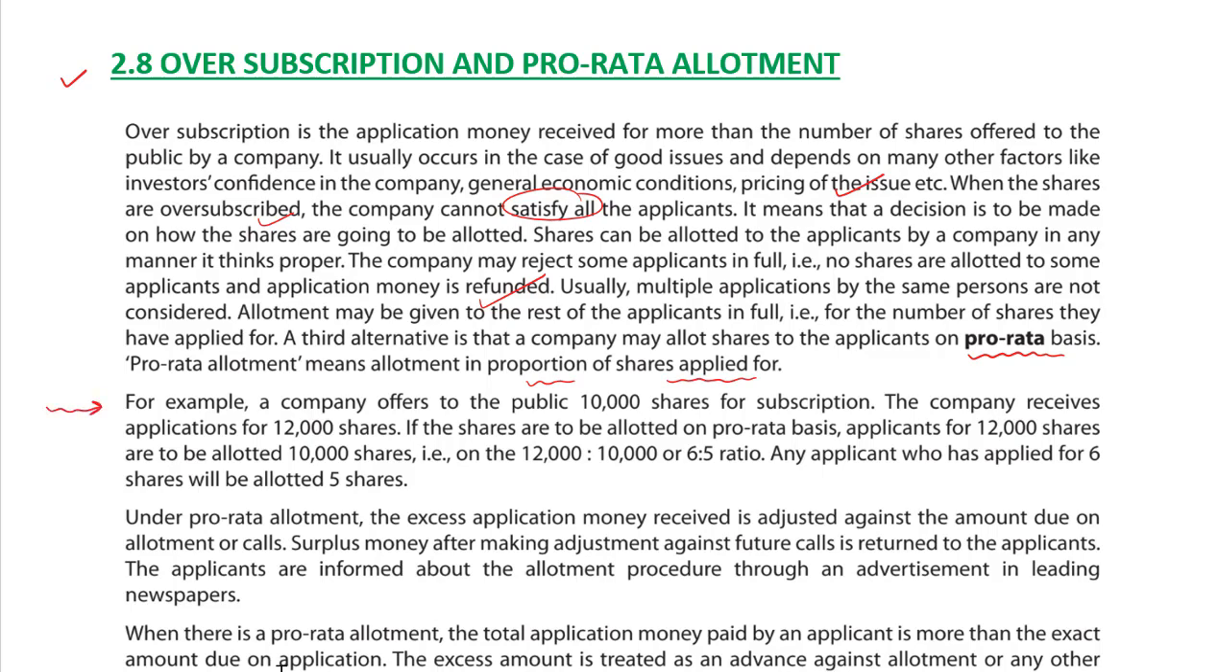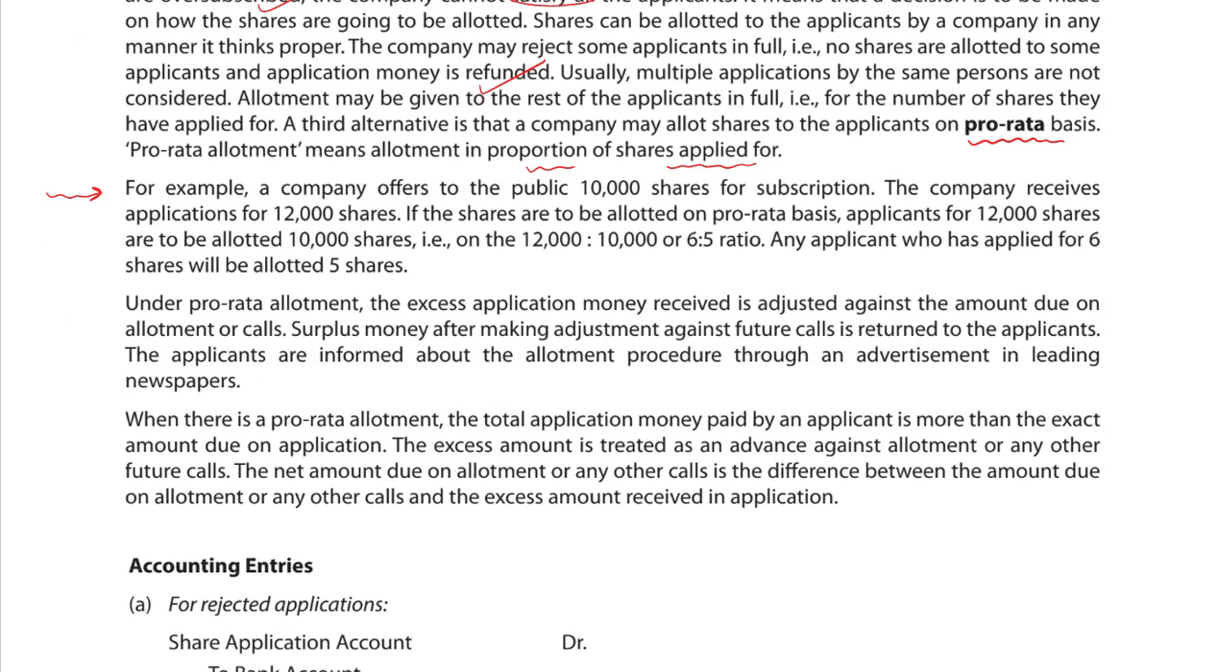For example, a company offers to the public 10,000 shares for subscription. The company receives application for 12,000 shares. If the shares are to be allotted on pro rata basis, applicants for 12,000 shares are to be allotted 10,000 shares. That is, on 12,000 we have given 10,000 shares, 6:5 ratio. Any applicant who has applied for 6 shares will be allotted 5 shares.